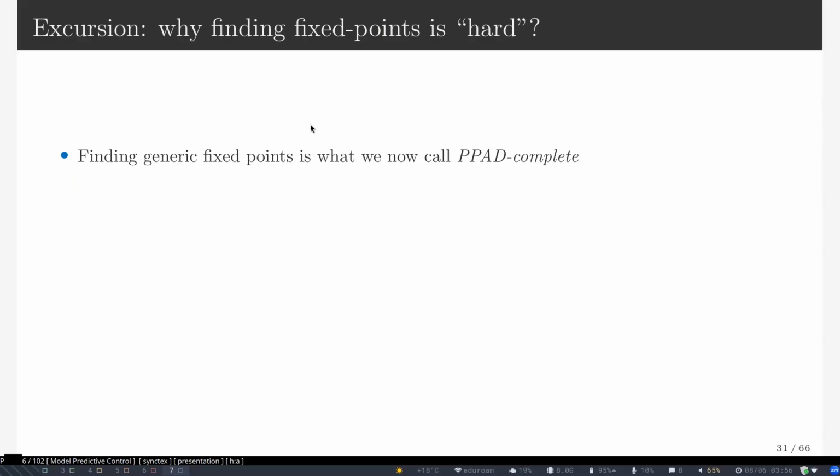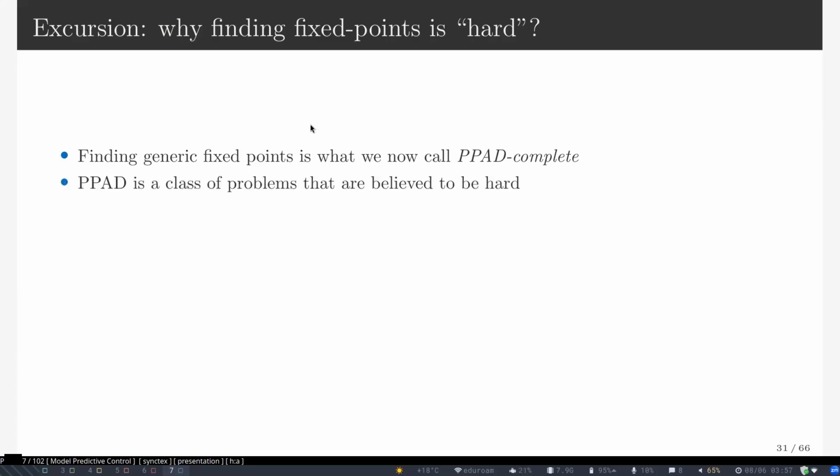Yesterday, Jean talked about how it's bad to use fixed point iteration. There's a reason for it. Fixed point computations belong to a complexity class known as PPAD-complete. Now, everyone has heard of that, but no one really knows what it is. I don't think anyone can get that. But PPAD is one of those.